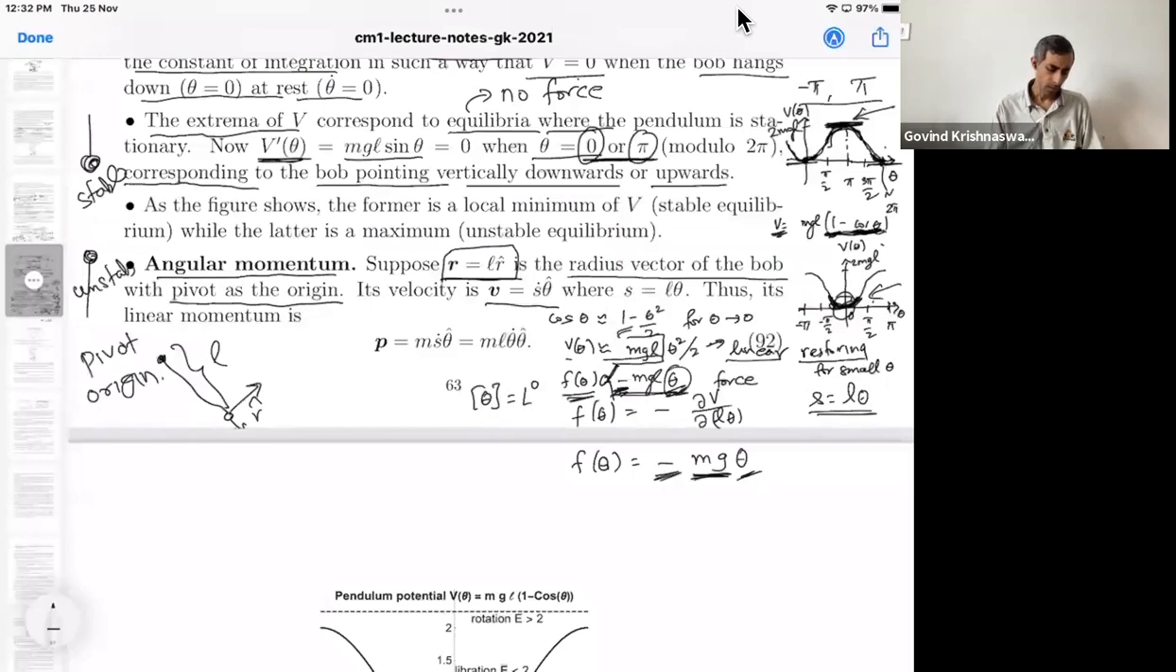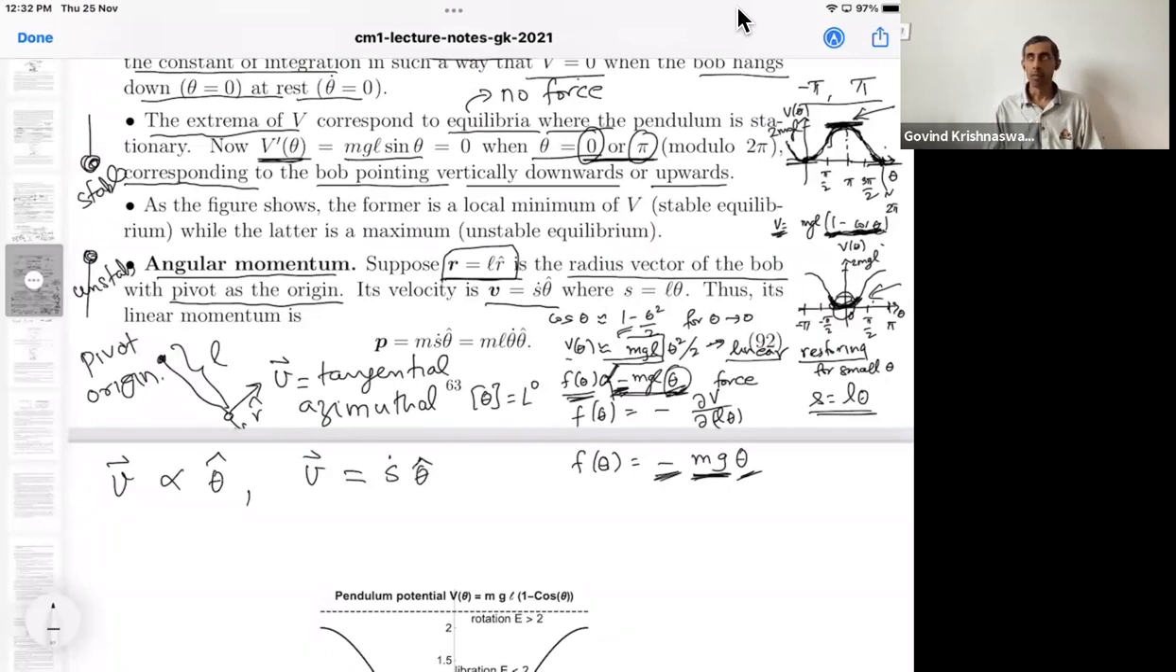Now we also need its velocity. The velocity of the bob, instantaneous velocity, is the rate of change of the position, and it is directed tangentially, or in the azimuthal direction. So v is proportional to theta hat, and it has a precise value, s dot times theta hat, because s was the displacement, the arc length. So the rate of change of arc length will give you the speed. So this is the rate of change of arc length.